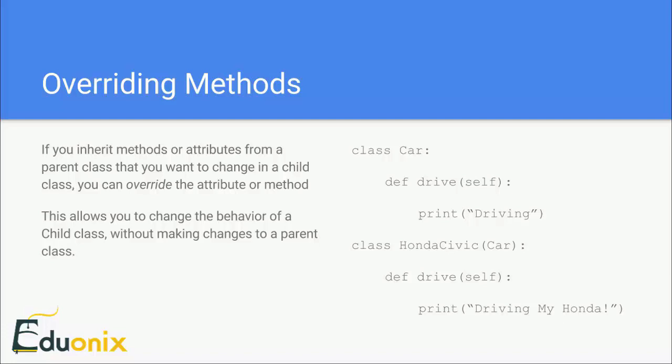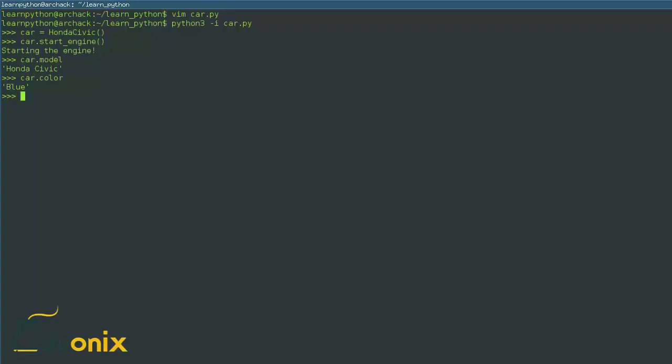And you can actually do this across chains of inheritance. It doesn't just have to be one parent class and one child class. So overriding allows you to change the behavior in a child class for something that is already defined in the parent class. So let's take a look at doing this with the car that we've started working on. So now, let's go ahead and start overriding some of the methods that are implemented in our parent class.